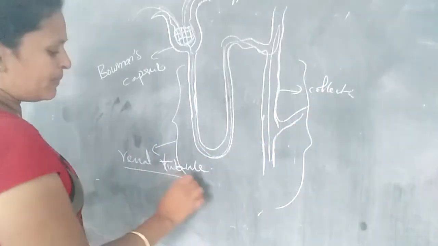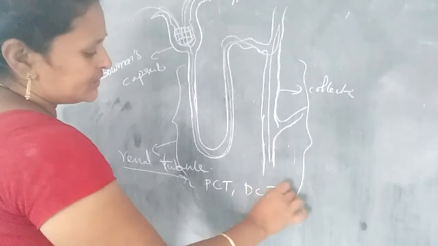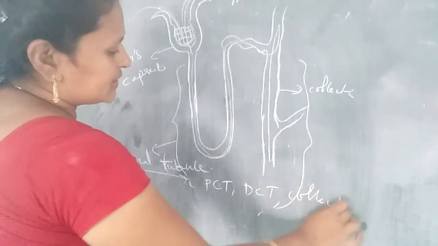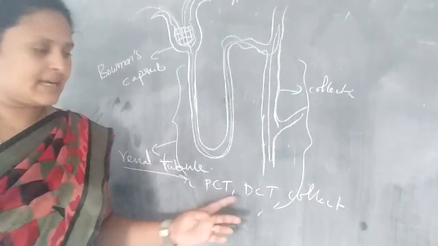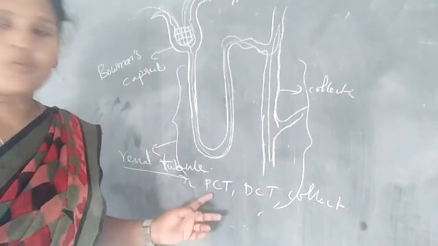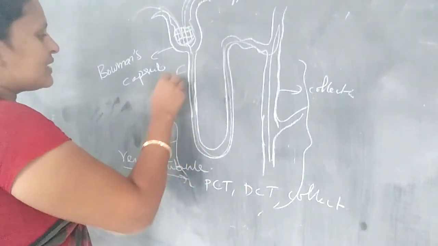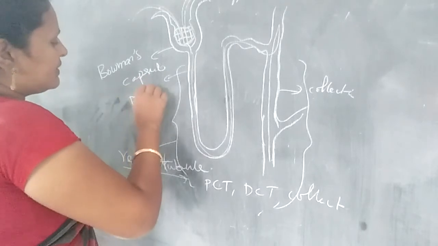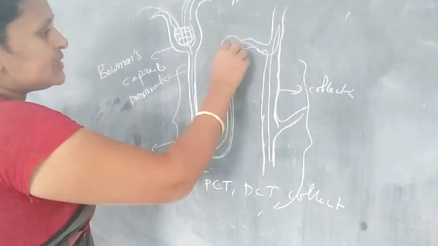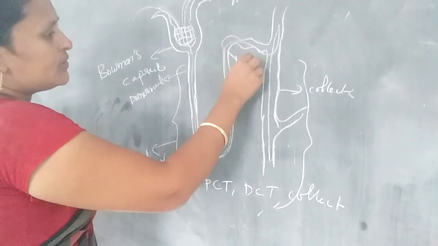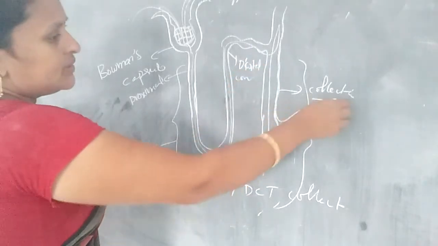The renal tubule has mainly three parts: PCT, DCT and collecting duct. So what is a PCT? PCT is the proximal convoluted tubule. So this is the PCT, the proximal convoluted tubule, and the second one is the DCT, the distal convoluted tubule, and the third one is the collecting duct.